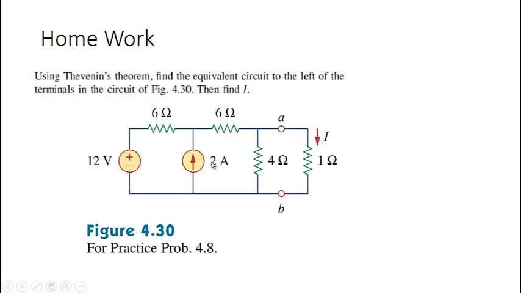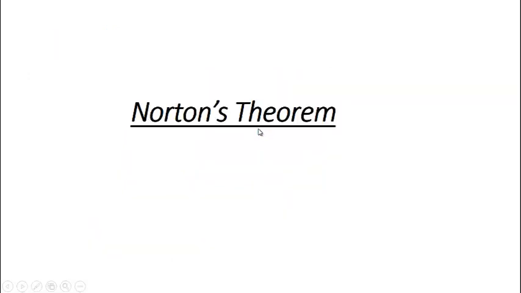Sorry, how to use the mesh analysis when the current source is between two meshes. Here the current source is between two meshes, so you just don't try that. You just use the nodal analysis or superposition theorem to calculate the voltage at this point. So Norton theorem, this is the home assignment.